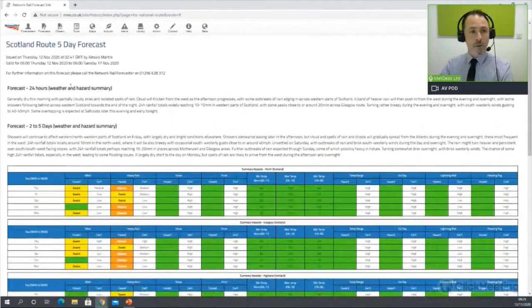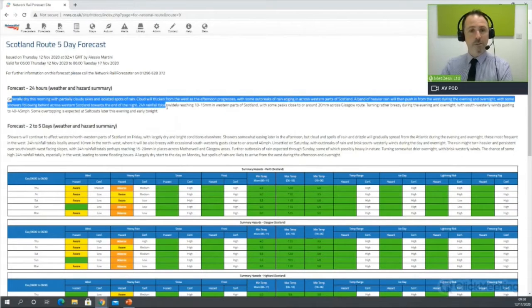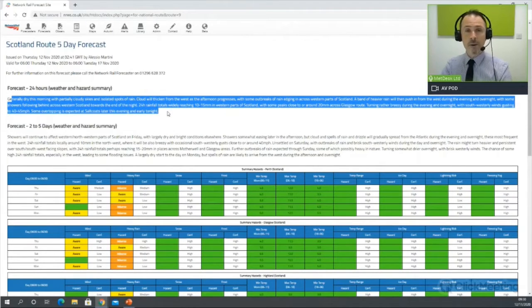Now, firstly, you get your weather text for the coming 24 hours, and the Network Rail weather operating day is 6 AM until 6 AM the following day. So it encompasses a morning, an afternoon, an evening, and night, and then finishes the following day, in line roughly with the train operating times. So the top paragraph here gives you some detail of what's likely to occur in the coming 24 hours.